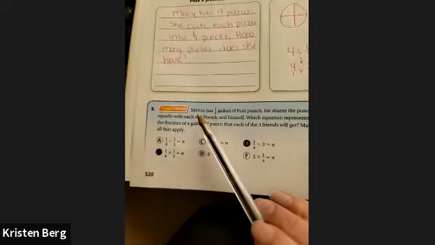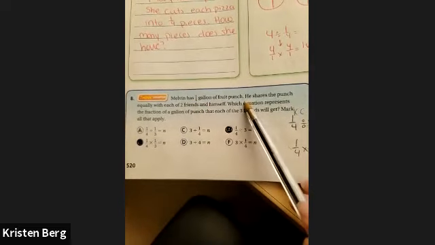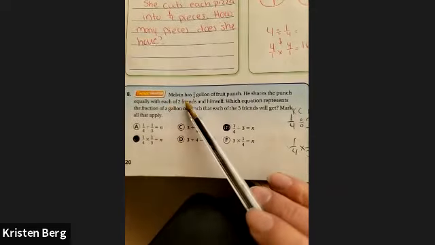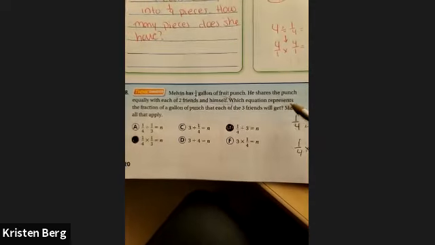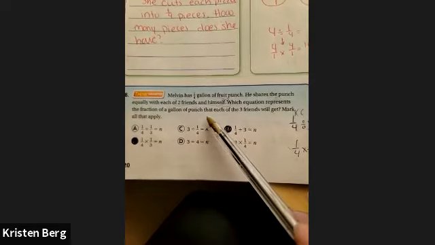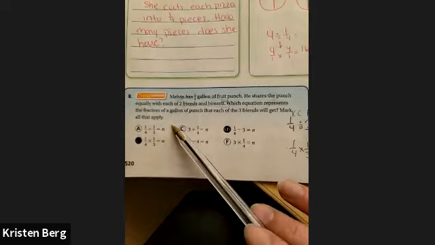All right, so you should have paused this, and it said Melvin has 1/4 a gallon of fruit punch. He shares the punch equally with each of 2 friends and himself. So how many people is that? That is 3 people. So which equation represents the fraction of the gallon of punch that each of his 3 friends will get? Mark all that apply.